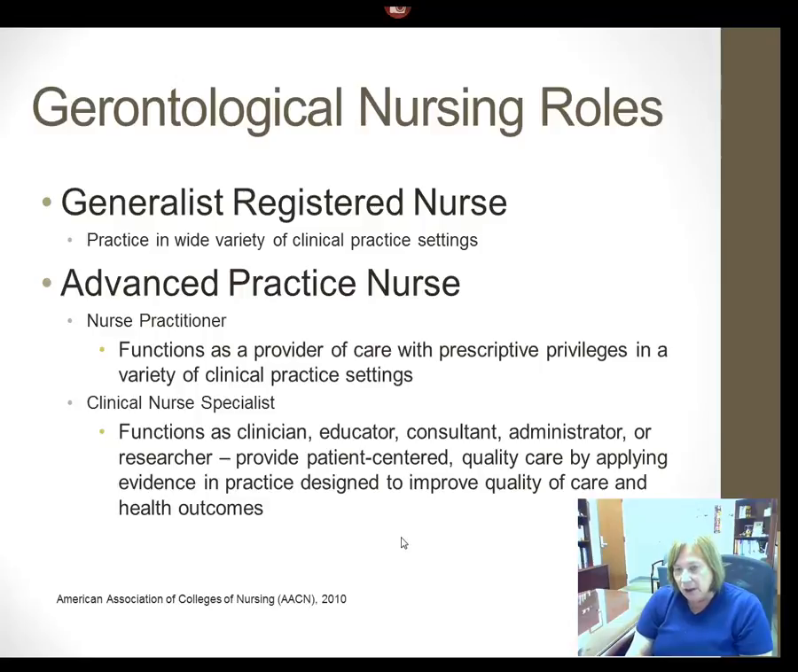Again, there's talk now within nursing that the master's level is being moved up to a doctorate of nursing practice. And you probably have heard a lot of that if you're looking into continuing education to an advanced practice role. But that's not what we're talking about today.